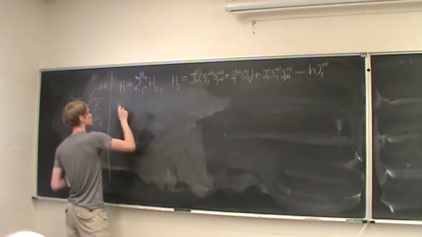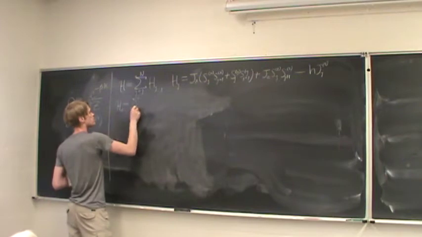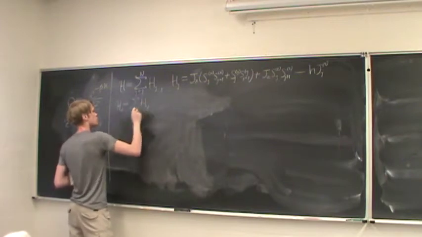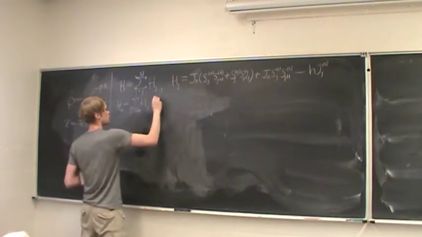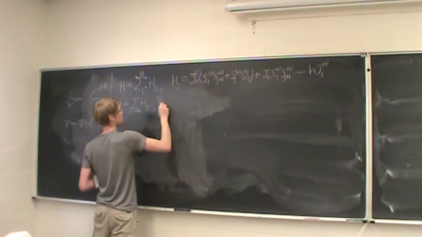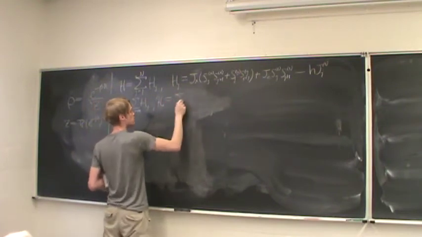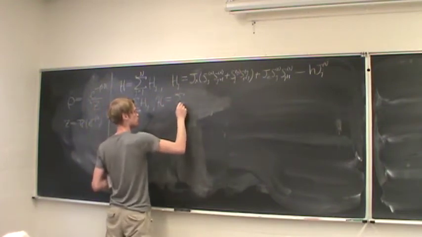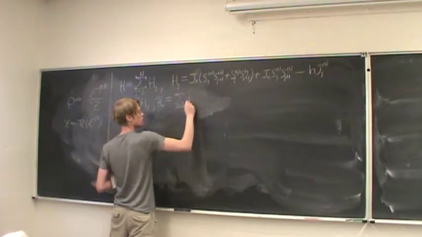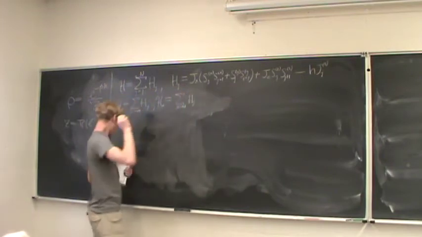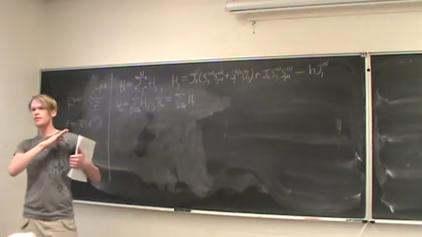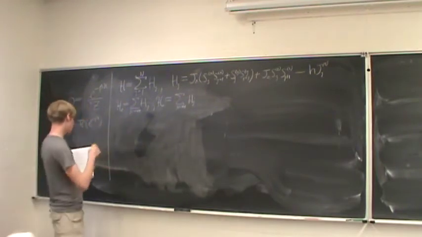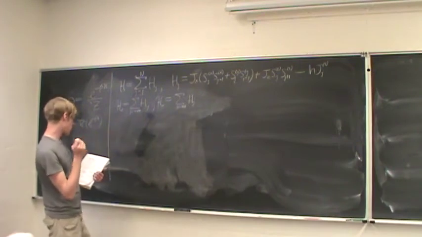So, H even equals some sum over even terms, and then H odd, you define something similar. Getting to where that's actually a useful thing to do, we won't get to for a little while, but it does become very useful later.